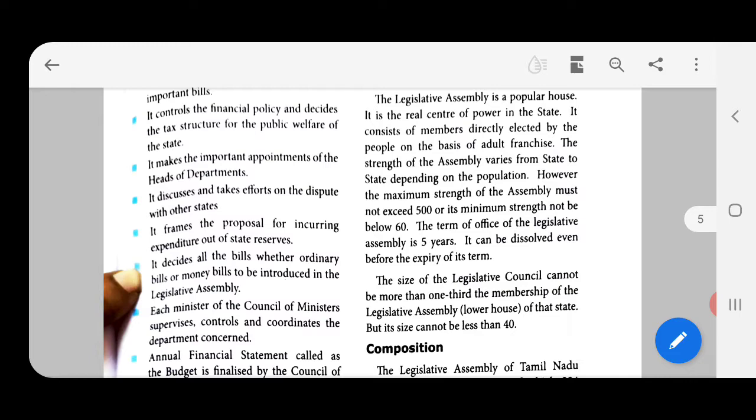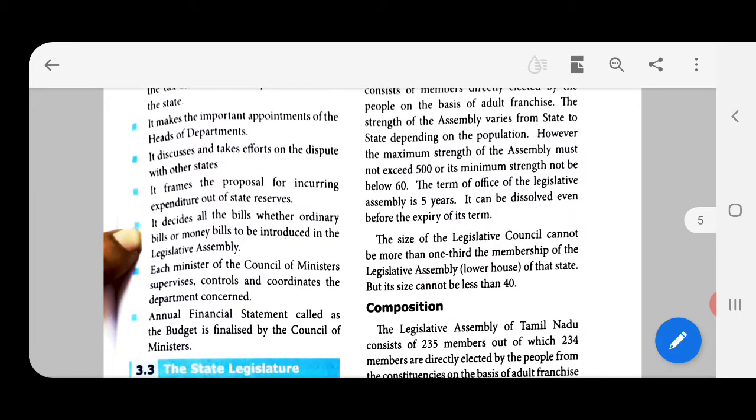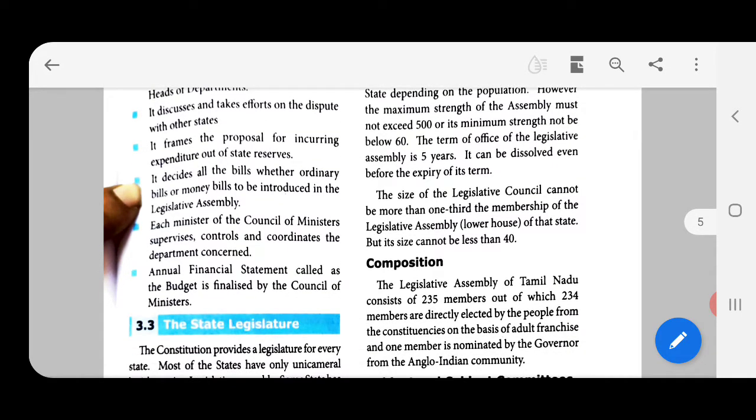Okay, the strength of the assembly varies from state to state. So here in Tamil Nadu we have 234, and each state will have a different number of legislative members. However, the maximum strength of the assembly must not exceed 500 and its minimum strength should not be less than 60. The term of office of the legislative assembly is 5 years. So totally the legislative assembly can be there for 5 years. It can be dissolved even before the expiry of its term.